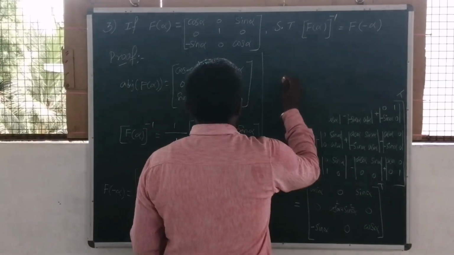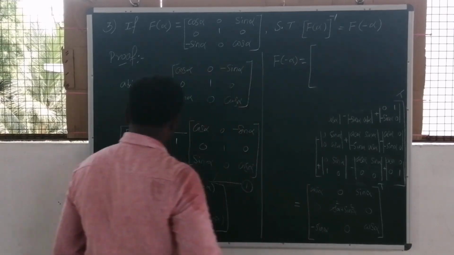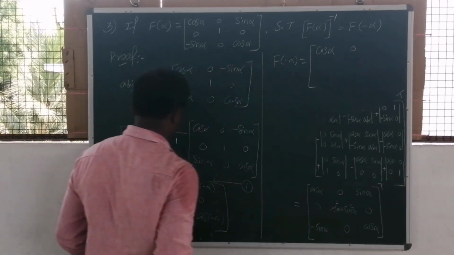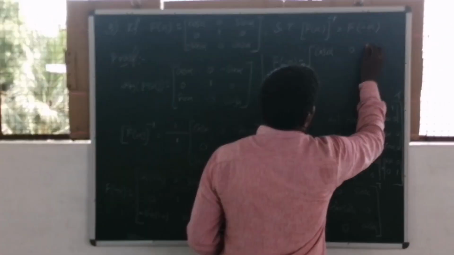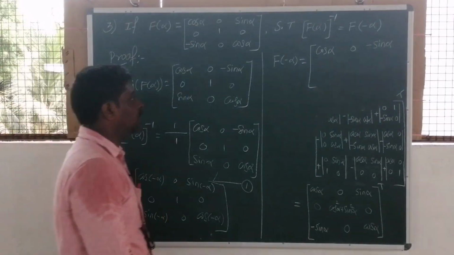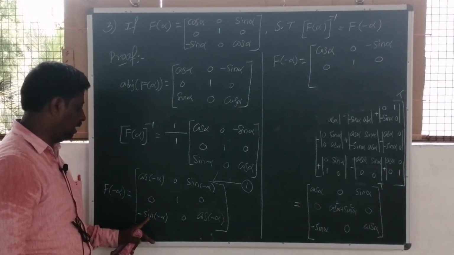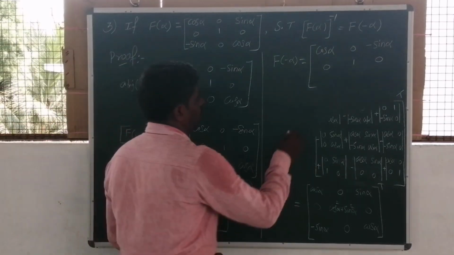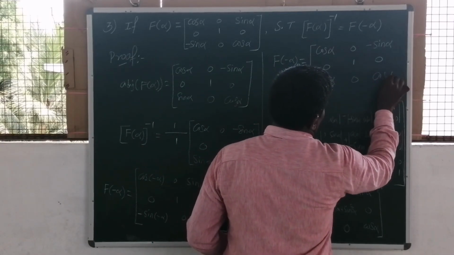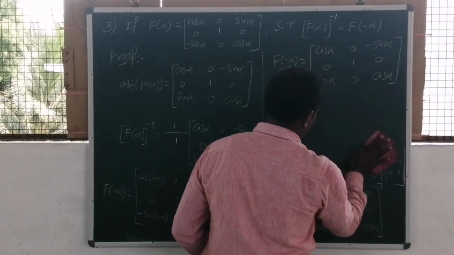So the matrix f of minus alpha becomes: cos of minus alpha is cos alpha, 0, and sin of minus alpha is minus sin alpha; second row 0 1 0; and third row, minus sin of minus alpha is minus into minus, plus sin alpha, 0, cos of minus alpha is cos alpha. This is the value for f of minus alpha. We call it equation number 2.